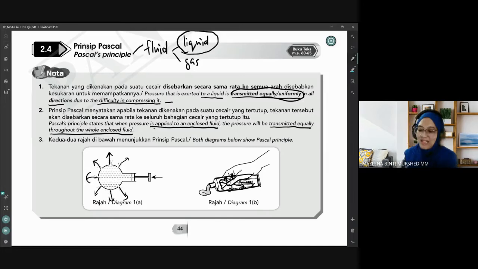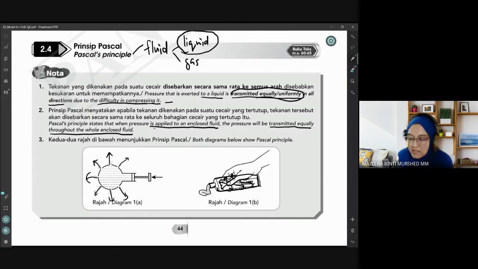Iaitu dalam satu sistem yang tutup, dalam satu bekas yang tutup, bila ada fluid dalam tu, bila ada cair dalam tu, minyak ke air ke, bila kita bagi satu tekanan, the pressure will be transmitted equally throughout the whole container. Throughout the whole container. Dengan syarat dia punya bekas tu tertutup lah. Tak ada lubang-lubang macam tu.